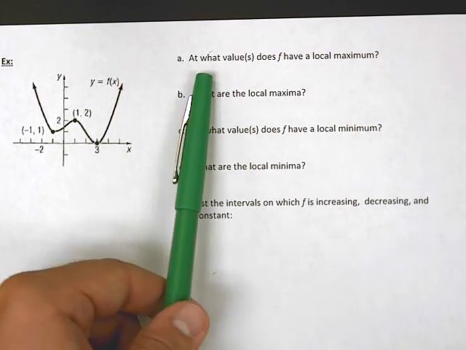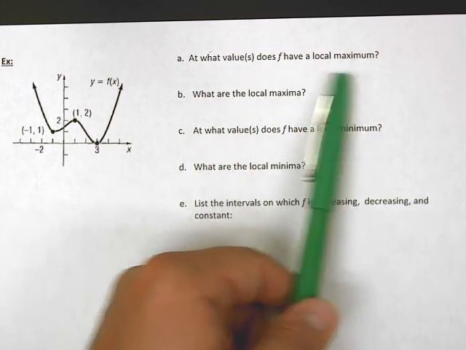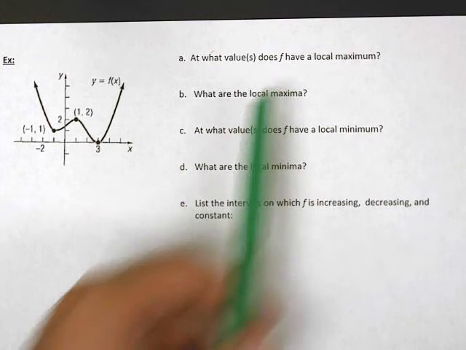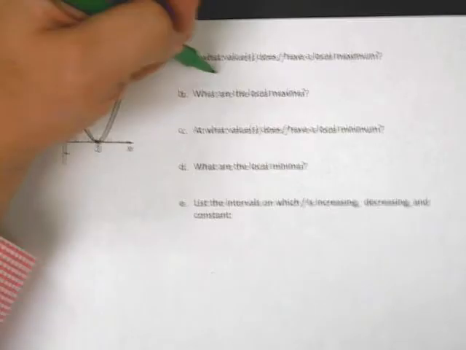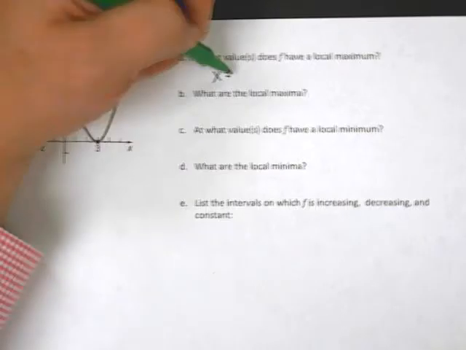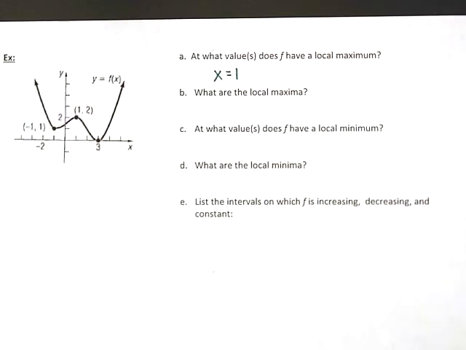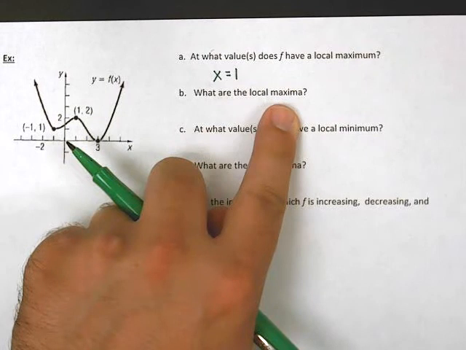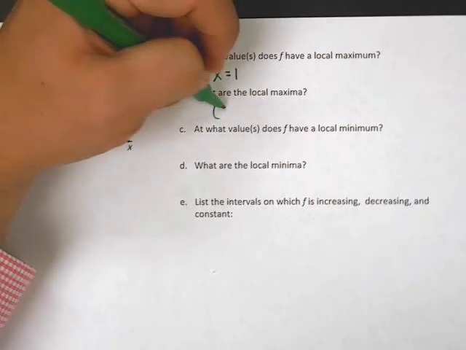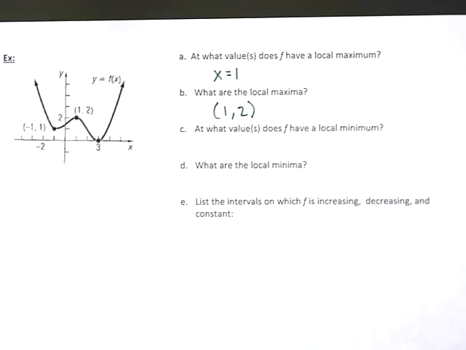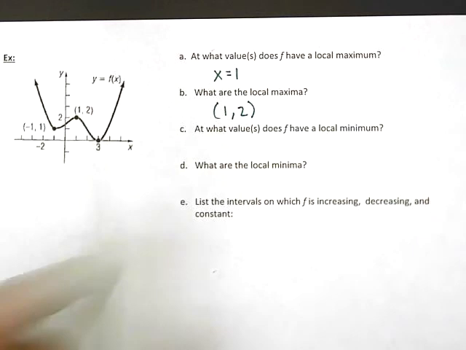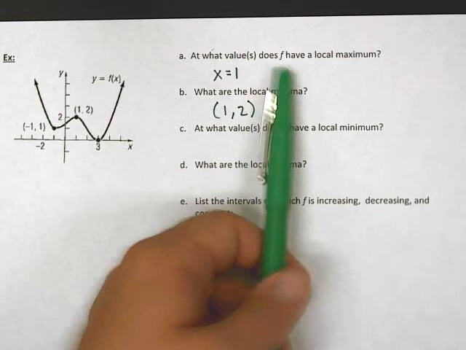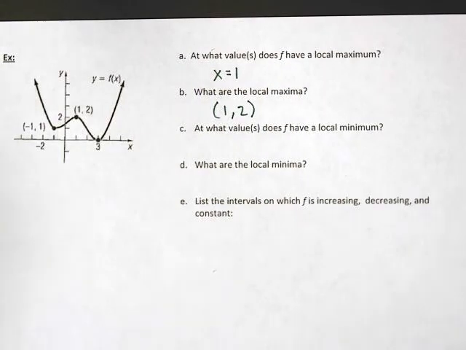So, at what values does f have a local maximum? That is just my x value, right? F is kind of like y. So I just want to know that x equals 1 is where I would have my local maximum. What is the local maxima? Well, now I want the point. I want 1, comma 2. See the difference? At what values does f have a local maximum? I want to know at what value of x. All right?